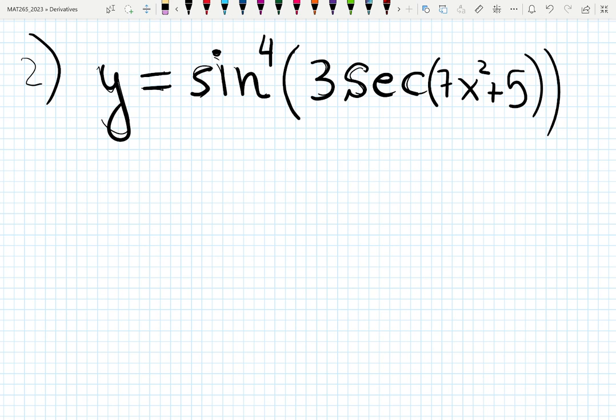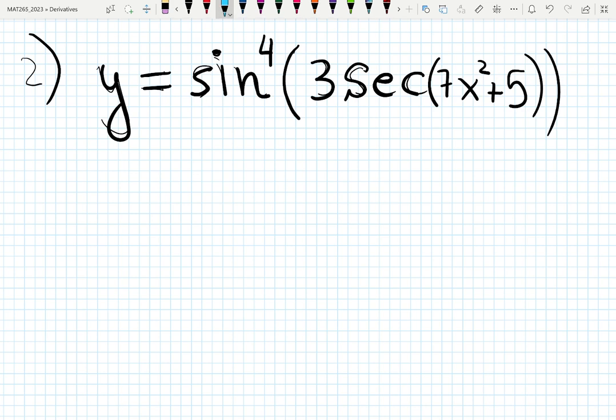Just like in Russian dolls. So what function is the last one to work with if you know what stuff is inside? You have sine to the 4, secant, a polynomial inside of secant, even multiplication by 3. What is the last step we would do if we plug in some 5? What do you think? Let's do this example.